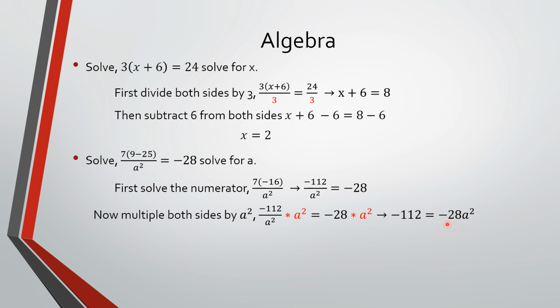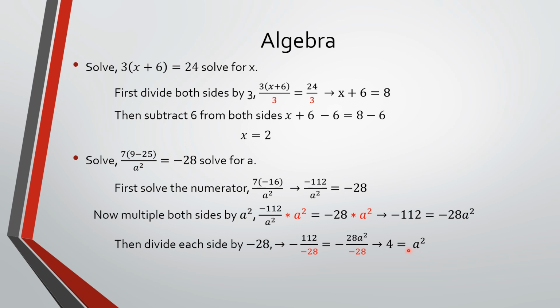This is being multiplied together, so we need to divide here. We divide both sides by the negative 28. Negative times negative becomes positive, the same here, negative times negative becomes positive. So we just get a positive a to the second. These two values conveniently become 4. 112 and 28, you don't really think of that, but hey, it's a 4. So we have 4 equals a to the second.